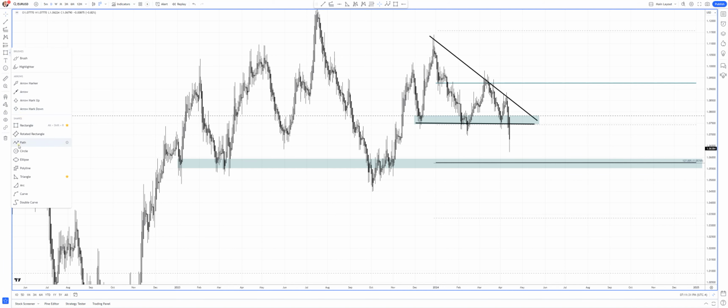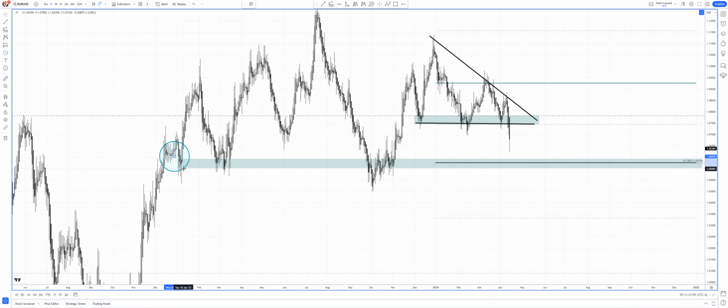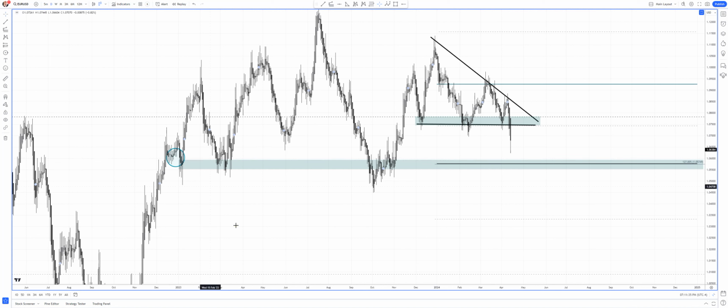Let me see if I have this other tool. Let's see if this works. No, it's not that great. All right, I'll just get rid of this. But anyway, you can see support here, support again here, support again here, and then I feel like we're coming down to the same area of support.